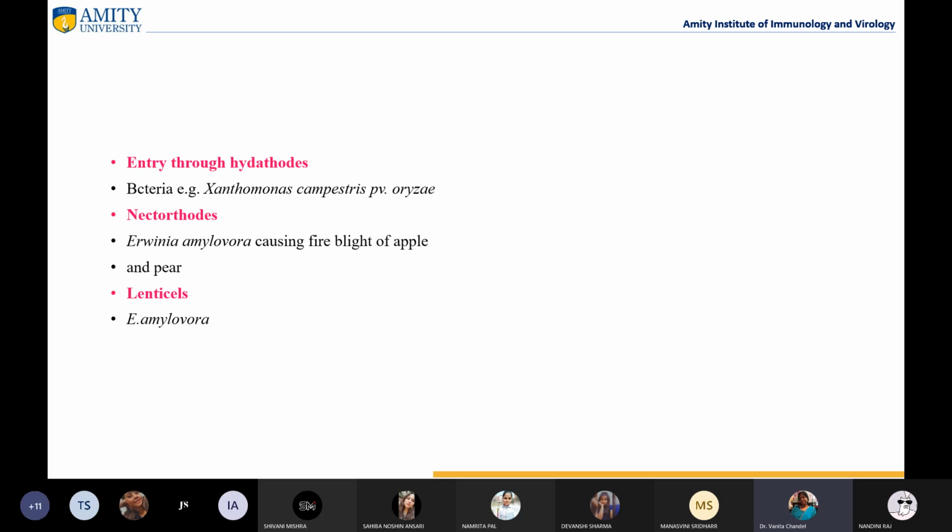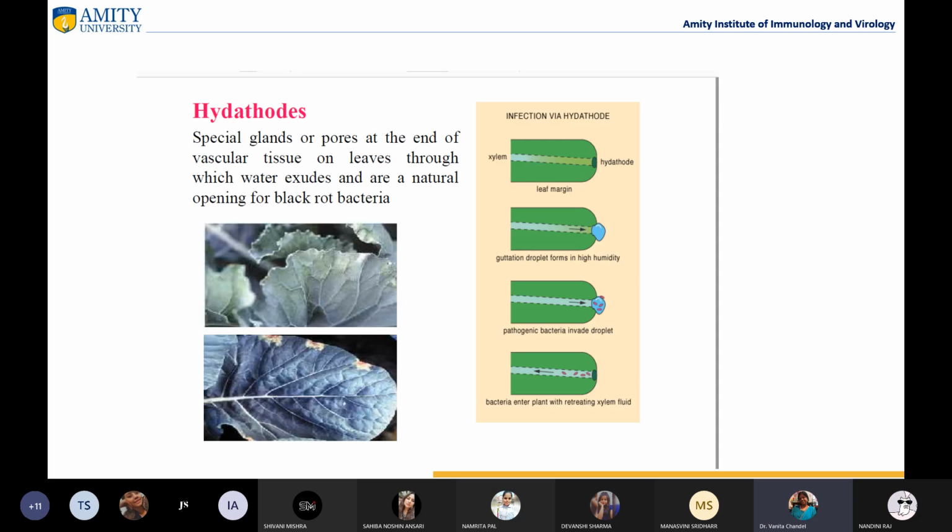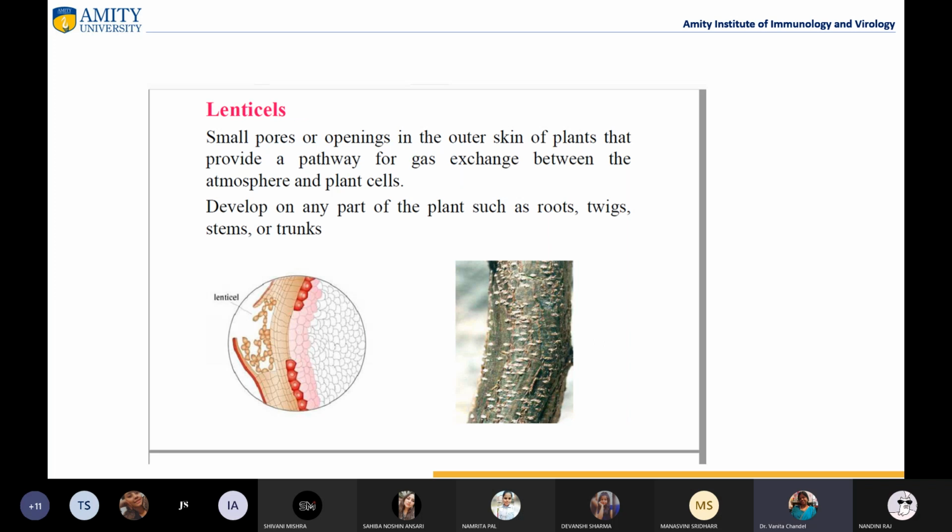So by different pathogens, bacteria and fungus, they can enter through different ways also. Hydathodes, I told you earlier also, these are special glands or pores at the end of vascular tissues on the leaves through which water exudes and are natural openings for the black rot bacteria. Then we have lenticels. Again, these are small pores or openings in the outer skin of the plant. These are the way by which gas exchange between the atmosphere and the plant cells takes place. They can develop on any part of the plant, such as root, twigs, stems, or the trunks also.